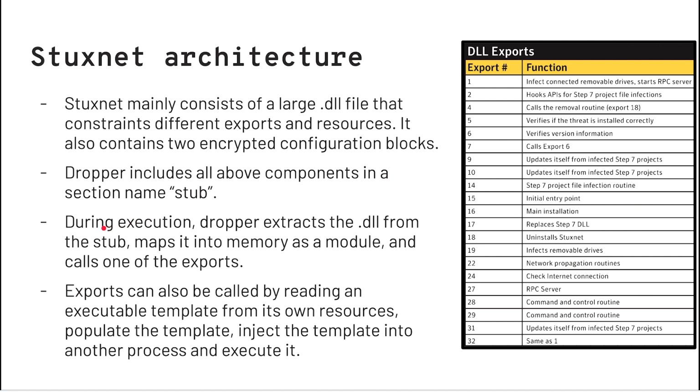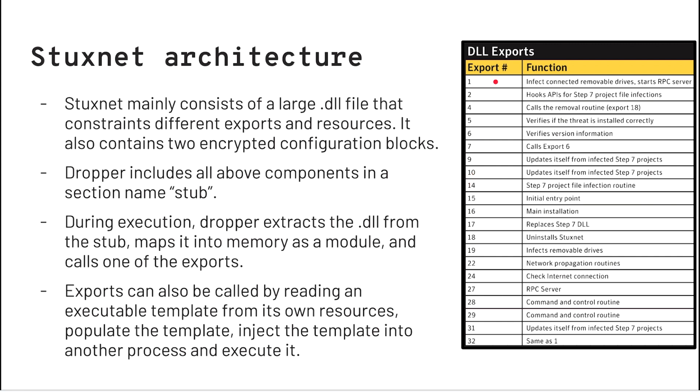When the Stuxnet dropper is executed, the dropper will extract a DLL, map it in the memory as a module, and will call one of these exports, the export to start, which will be export 15, the initial entry point. There are different ways to call these exports. It could be either reading the executable template from its own resources. Again, the DLL has its own resources as well. And then it would inject the template into another process and execute it.